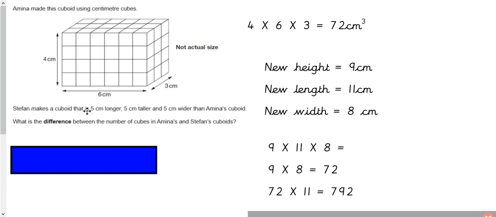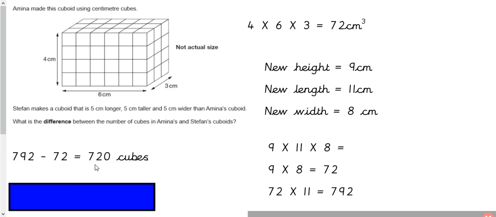So we've now worked out the volume of Stefan's cuboid and Amina's cuboid. Let's read the question again and check what we had to do at the end. What is the difference between the number of cubes in Amina's and Stefan's cuboids? So there are 72 cubes here, 792 cubes here. The difference means take away. So 792 take away 72 leaves us with 720 cubes. So well done if you got that one.